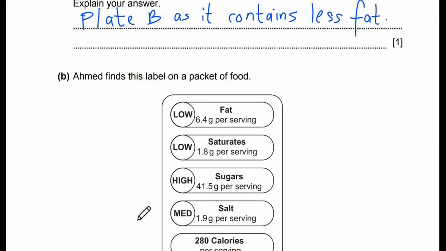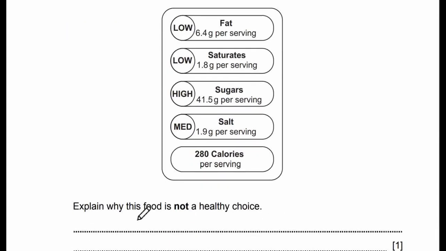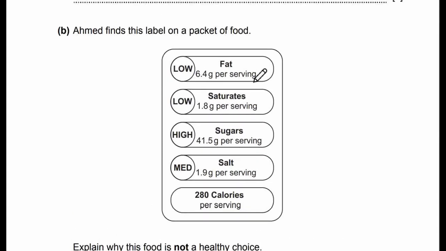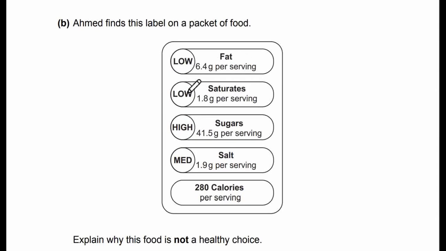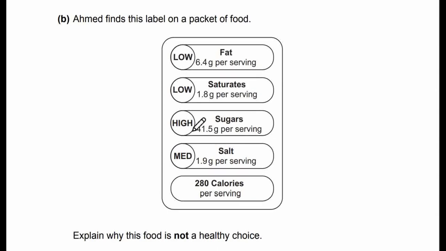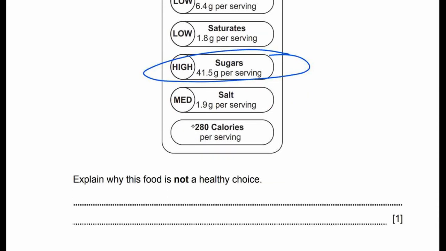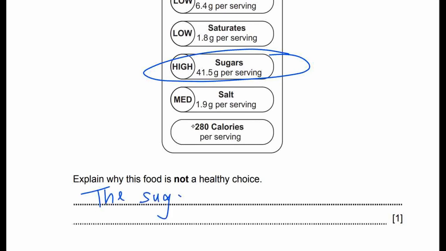Next. Ahmed finds this label on a package of food. Explain why this food is not a healthy choice. Let's see: fat low, saturated low, sugar high, salt medium. High sugar is not healthy. So the sugar level is high.